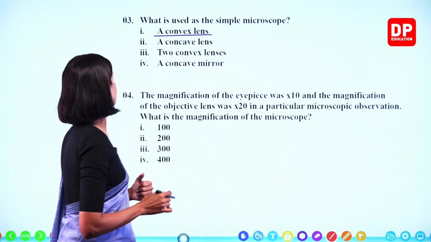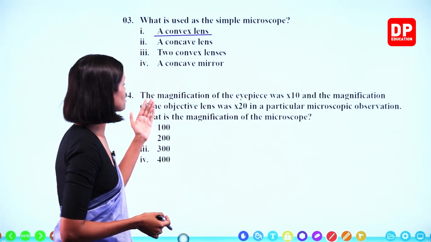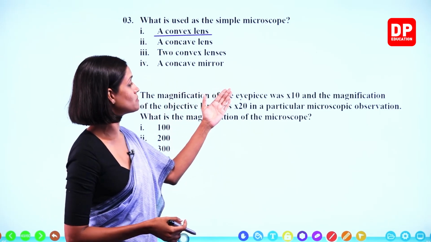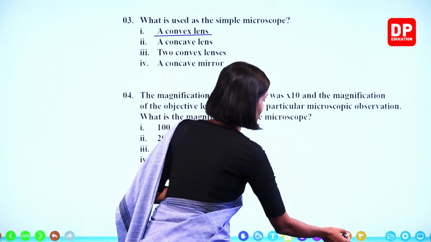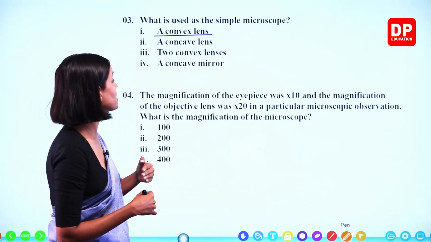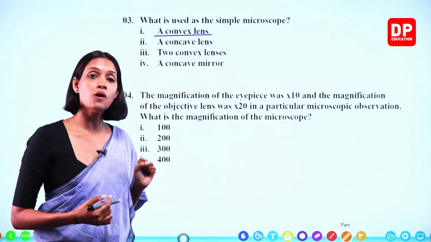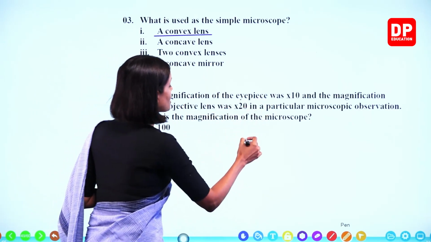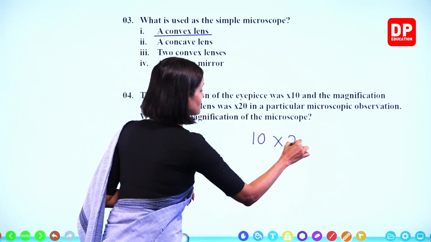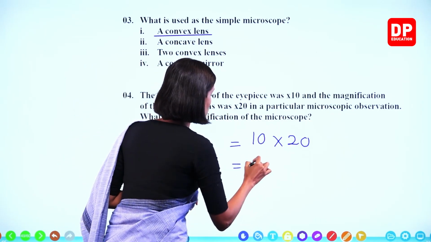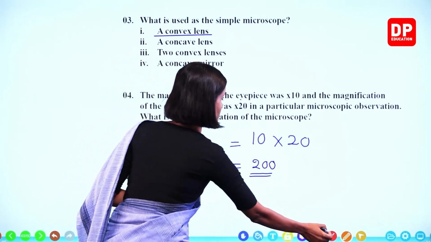The magnification of the eyepiece was 10 times and the magnification of the objective lens was 20 times in a particular microscopic observation. What is the magnification? How to calculate the magnification? You have to multiply the magnification of the eyepiece by the magnification of the objective lens. So what is the magnification of the eyepiece? 10. What is the magnification of the objective? 20. 10 into 20, 200 times. Right? Answer number 2.